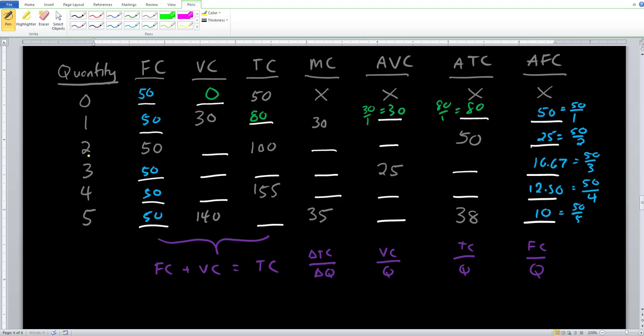So next we go to row number 3. What is going to be the missing number for our variable cost right here? We know 50 plus what number will give us 100. That's going to be 50 right here because we know fixed cost plus variable cost equals total cost. So that's going to be good for us to go.